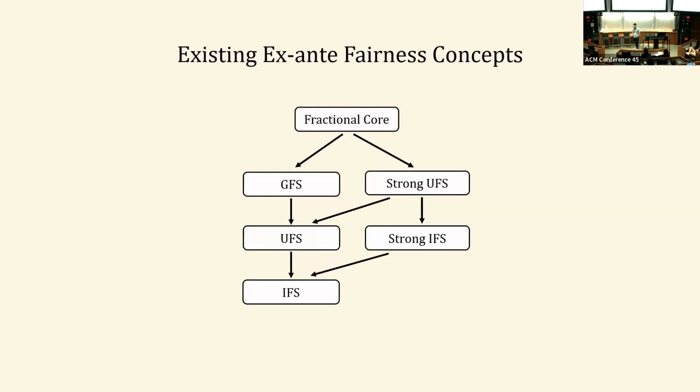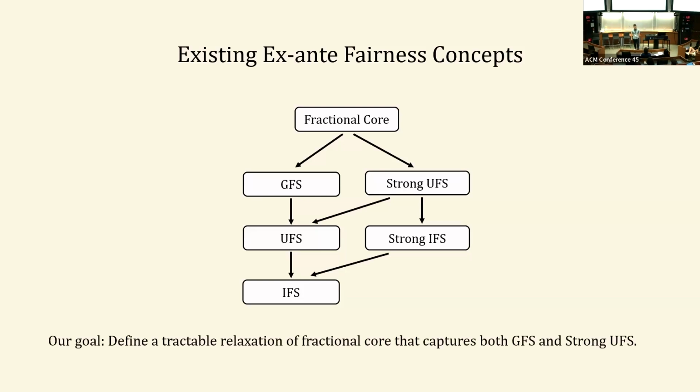To remedy this, there have been a number of properties weaker than fractional core defined based on the notion of fair share that's resulted in these two hierarchies. And our first goal is to define some relaxation of fractional core that unites these two hierarchies of properties and is achievable in polynomial time.